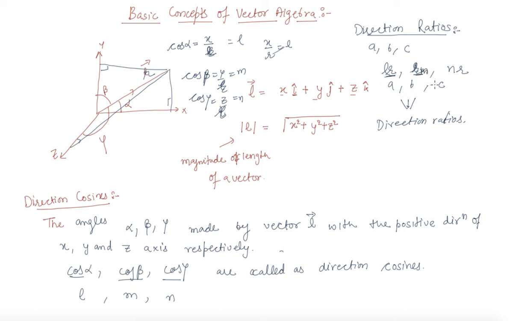So these are denoted by a, b, c, and the relation between direction cosines is l square plus m square plus n square is equal to 1. Okay, this is in general, but a square plus b square plus c square is not equal to 1 in general. So these l, m, and n are direction cosines, whereas a, b, c are direction ratios. Okay, so I hope students now you are pretty clear about what are direction cosines and what are direction ratios. And in the next lecture, we'll discuss types of vectors.